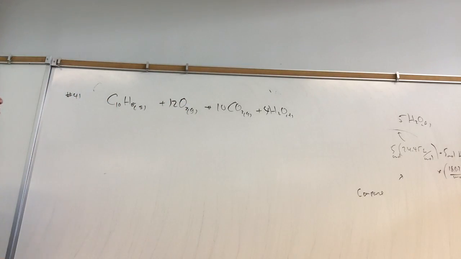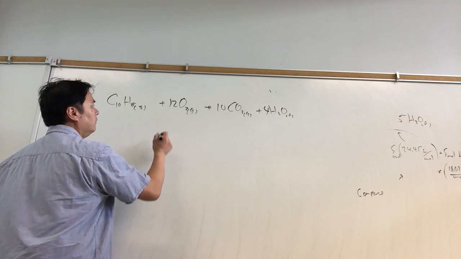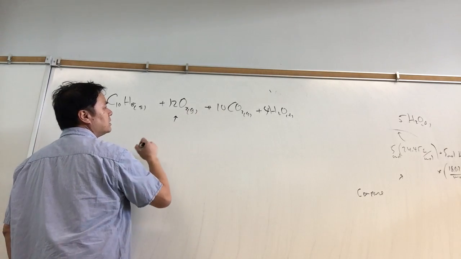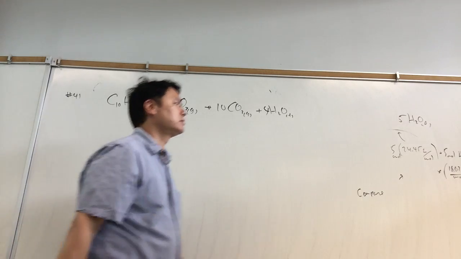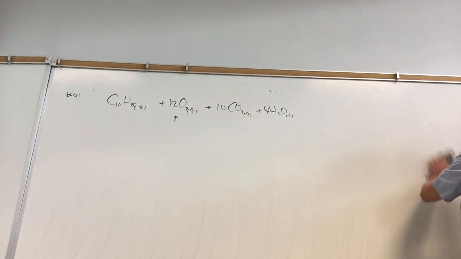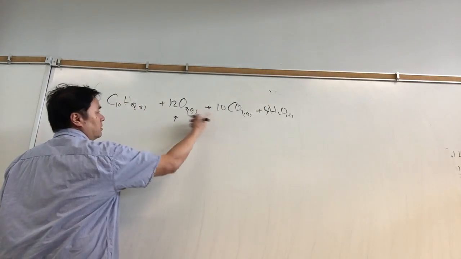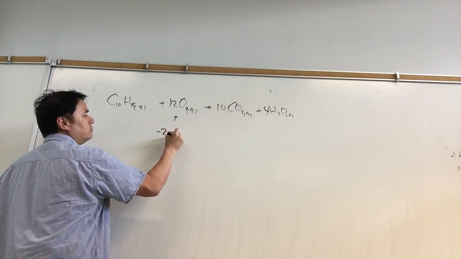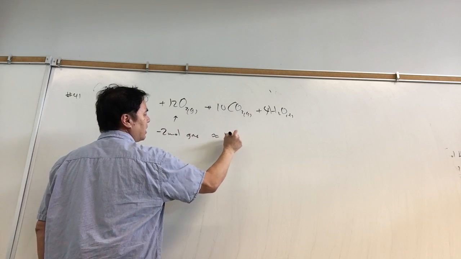Here we definitely have a significant change in volume, right? We're going from 12 moles of gas. You'll see that for the solids and liquids, the volume doesn't really change much because the volume is quite small. But here the volume is going to be significant because we're losing 2 moles of gas. 2 moles of gas is about 50 liters of gas we're losing.